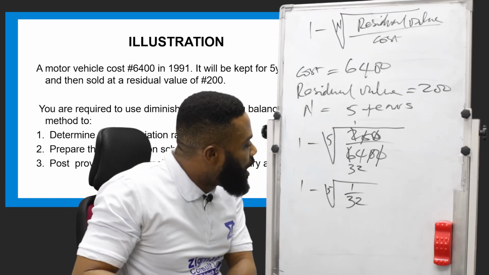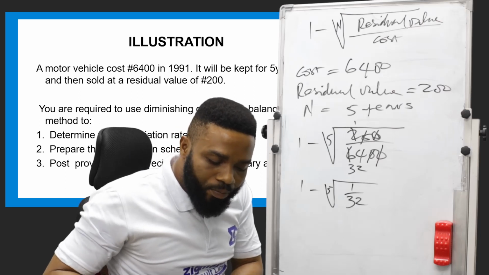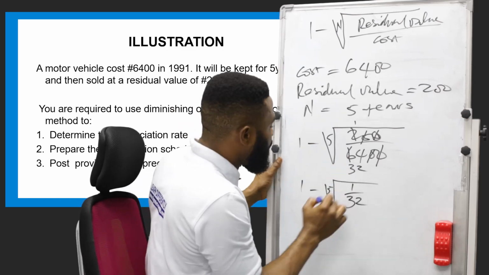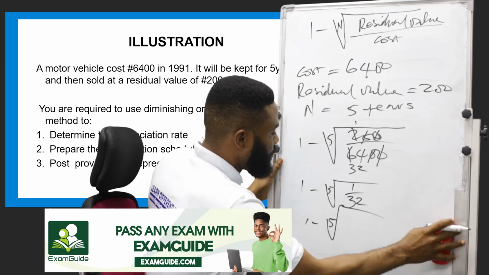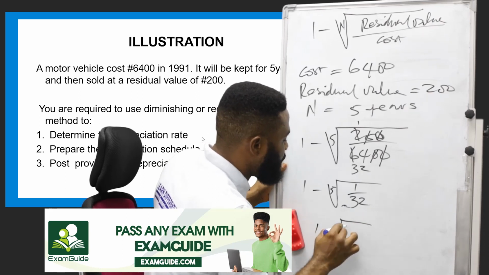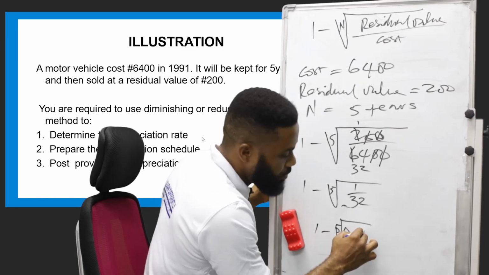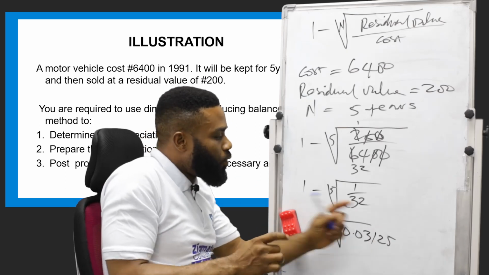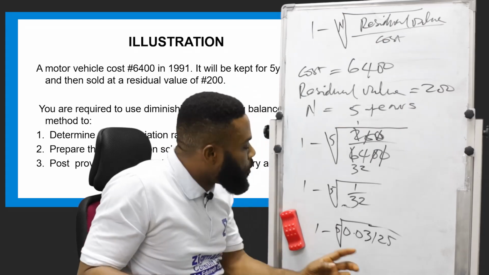If you divide 1 by 32, you're going to have 0.03125. So this will give us 1 minus the fifth root of 0.03125. At this point, you are going to use your mathematical set as well to find a fifth root.